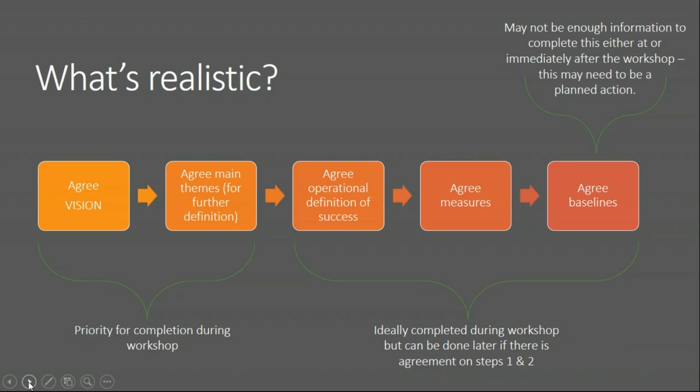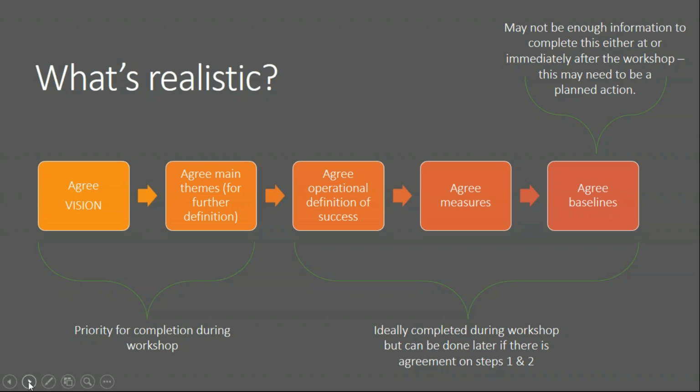So I think in terms of what's realistic in a workshop, it's really important to agree the vision while everyone's together, because you could see how many words are involved in some of those vision statements. It's extremely difficult to do that productively by email afterwards. So while everyone's in the room, get closure on the vision.